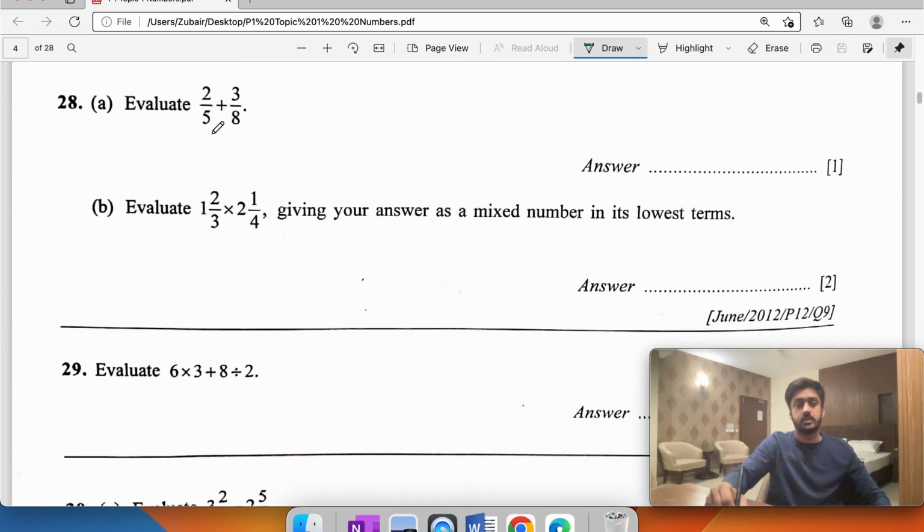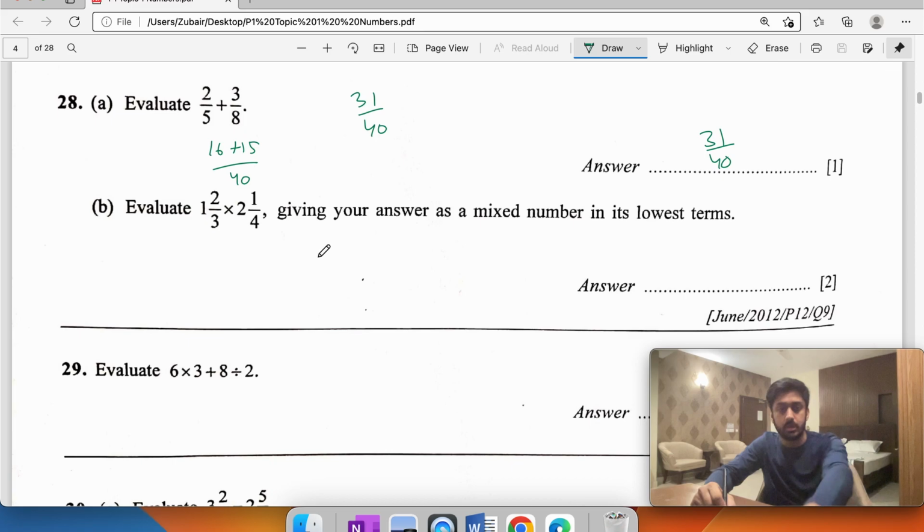28. LCM again, 8 2 times is 16, 5 3 times is 15, and 8 5s are 40. So 31 by 40 is your answer.